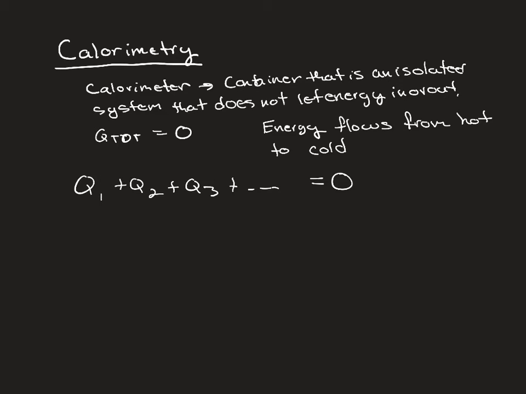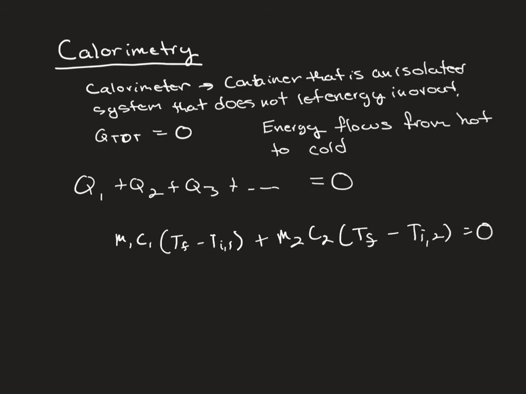So examining this a little bit further, let's plug in our equation for heat. And let's just do this for 2 items just to emphasize. So if you have M1 times specific heat of 1 times the temperature final minus temperature initial of 1, plus object 2 times the specific heat of object 2, temperature final minus temperature initial 2. And this is going to sum to 0.